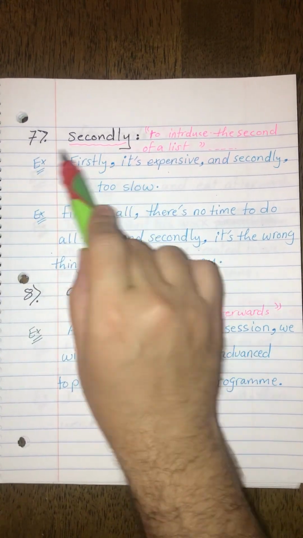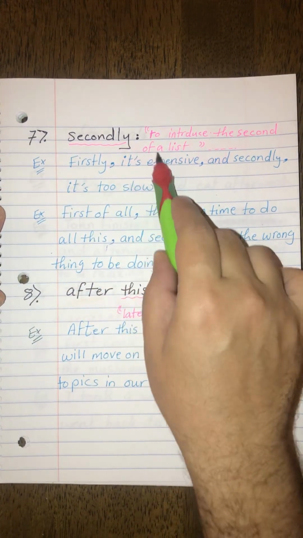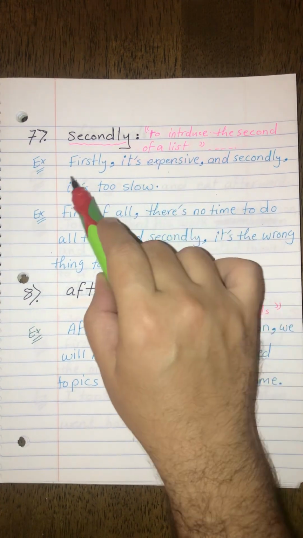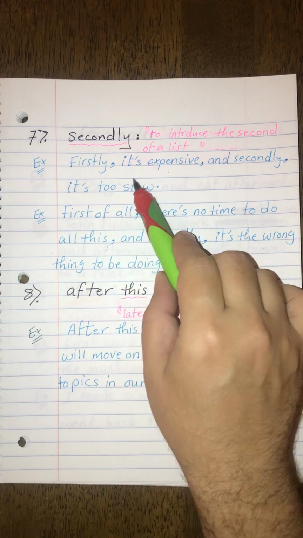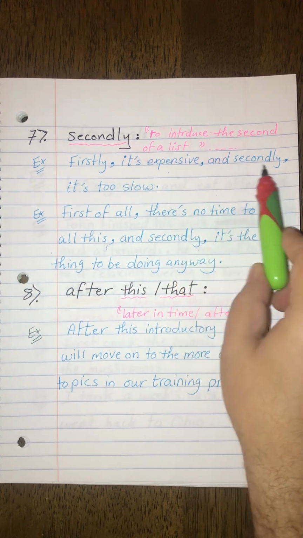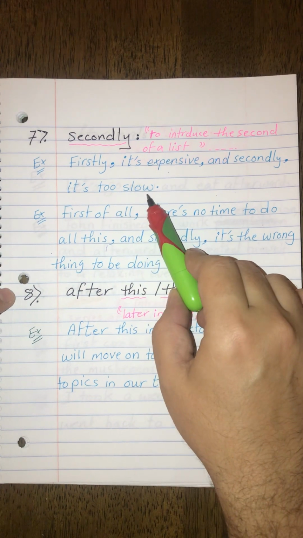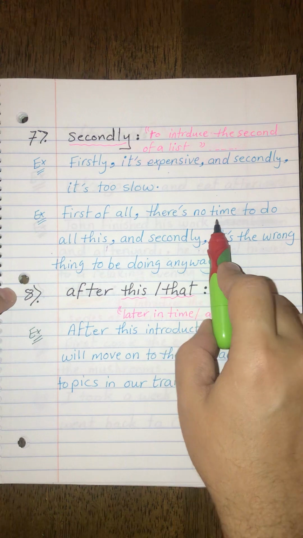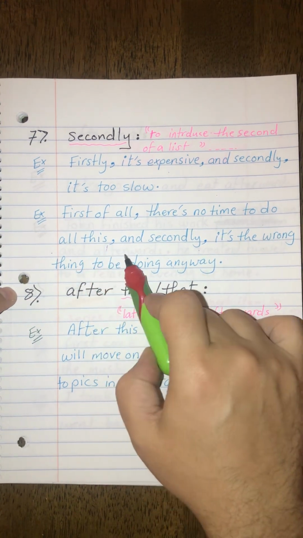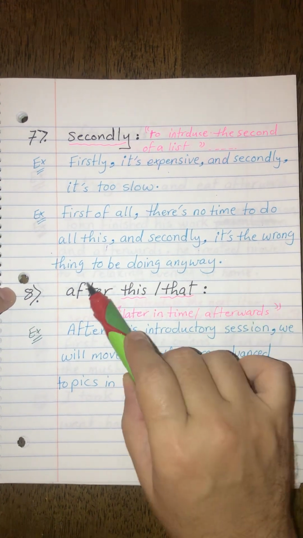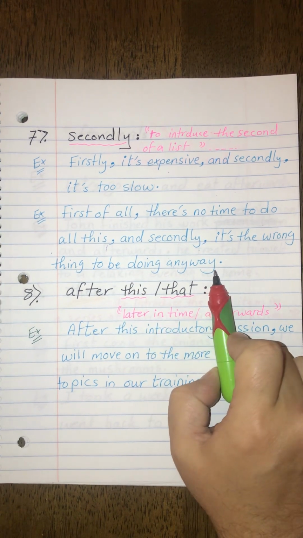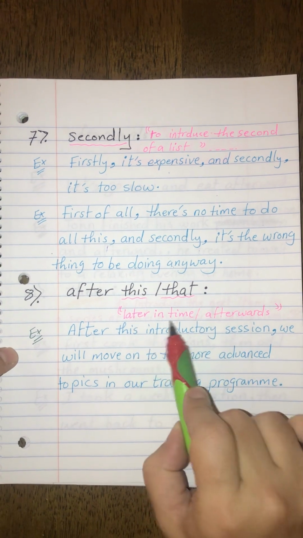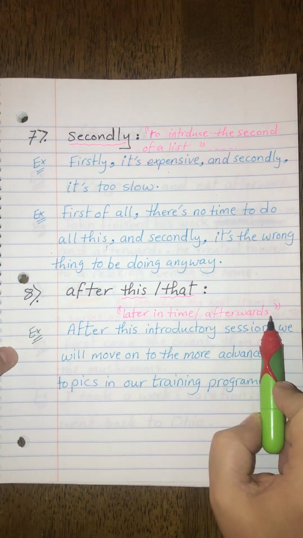Number 7, secondly. Secondly means to introduce the second of a list. For example, firstly, it's expensive, and secondly, it's too slow. Another example, first of all, there's no time to do all this, and secondly, it's the wrong thing to be doing anyway.